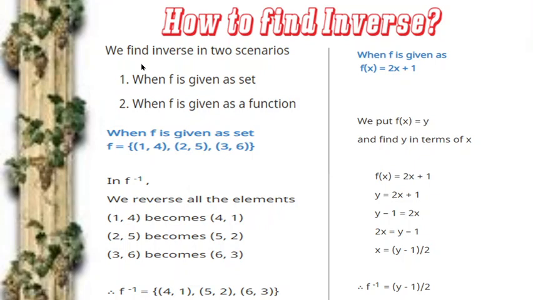Now how to find the inverse? We find the inverse in two scenarios. One, when f is given as a set, and second, when f is given as a function. When f is given as a set like (1,4), (2,5), (3,6), in this f inverse we reverse all the elements. (1,4) will become (4,1), (2,5) becomes (5,2), (3,6) will become (6,3). So f inverse will be the set of all the swapped pairs.